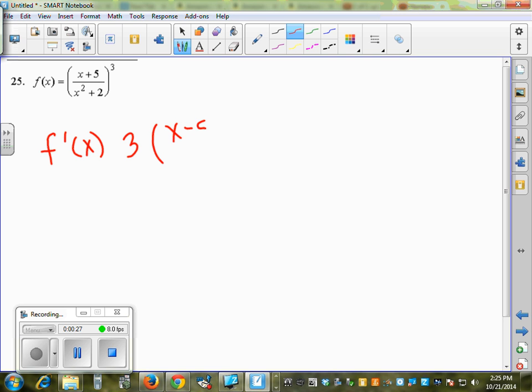3x minus 5, x squared plus 2 to the second power. That was the derivative of the shell. The chocolate is a quotient, so I feel a song coming on.